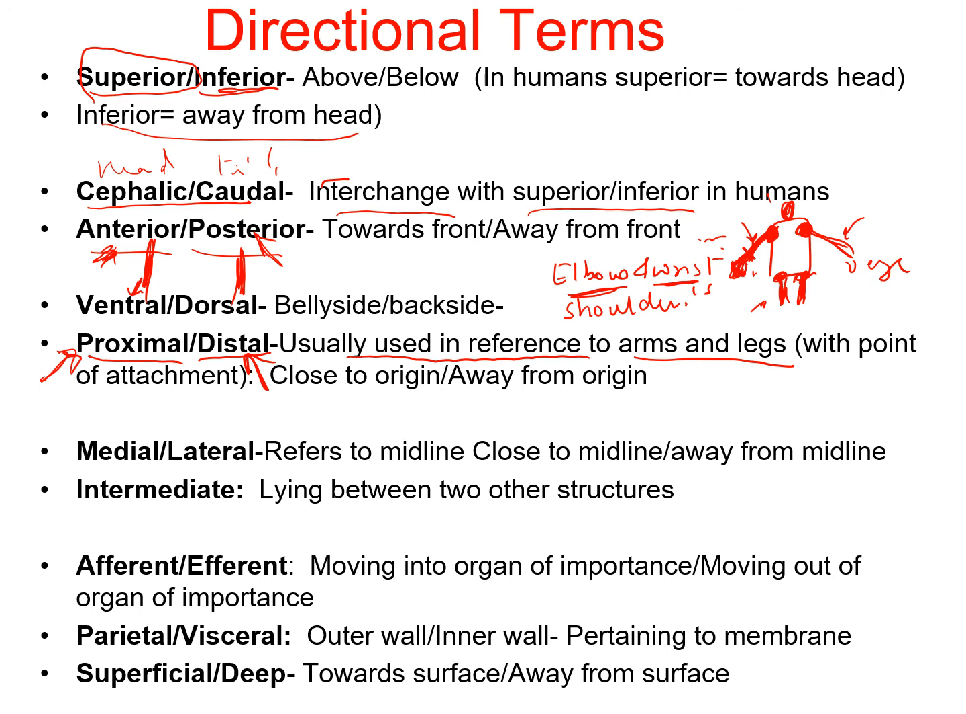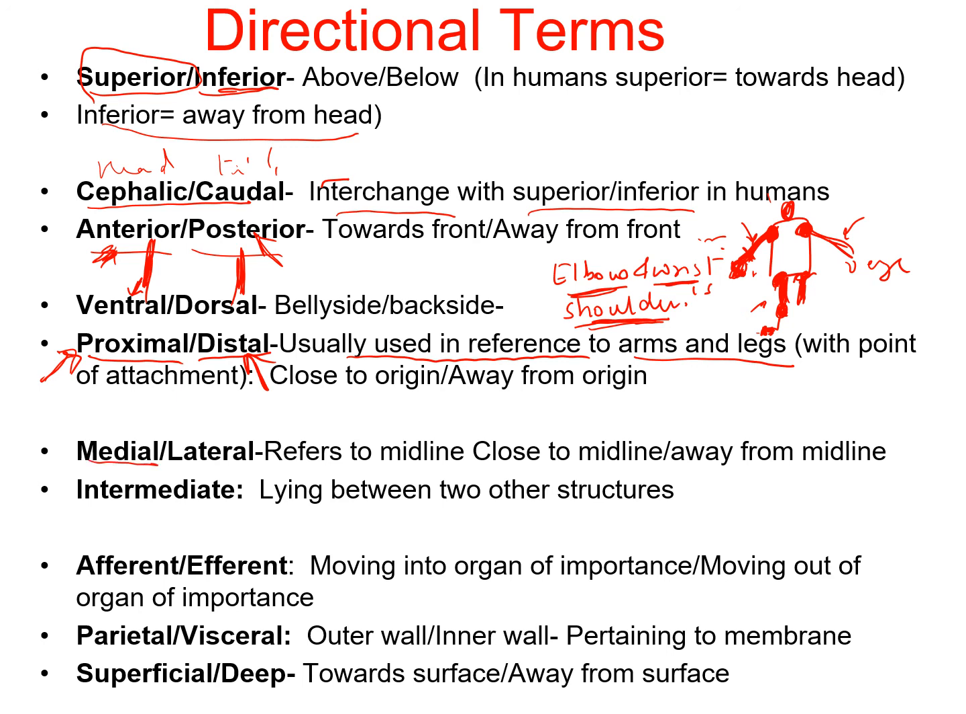Okay, so we are using these terms to compare the proximity of the region of the limb to the shoulder. Okay, now if you talk of the knees and the toes, the toes are farther away from the point of attachment, whereas the knees are closer to the point of attachment. So the knees are proximal to the hips, whereas the toes are distal to the hips.